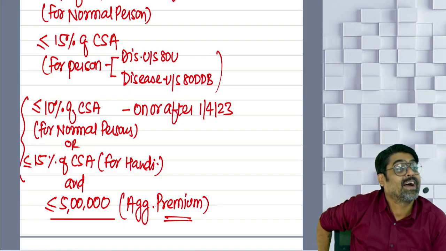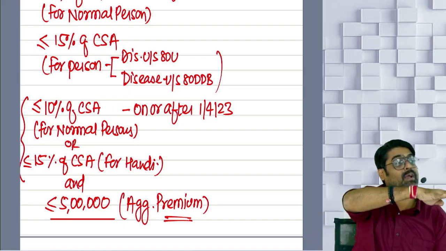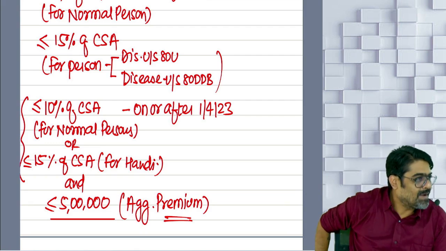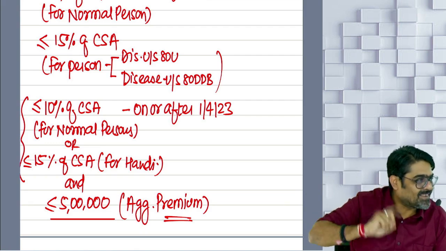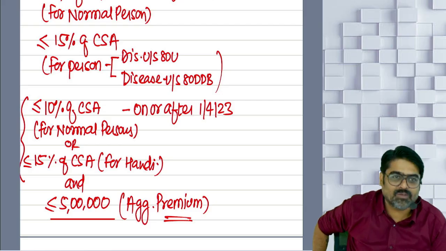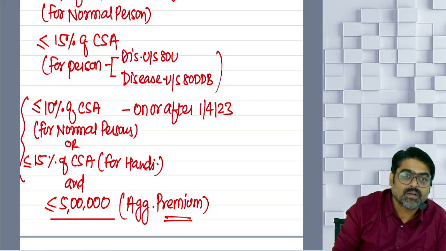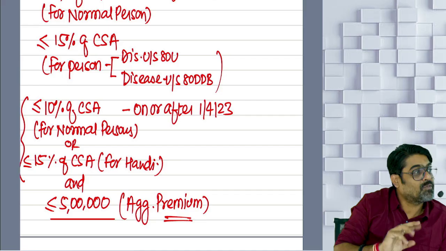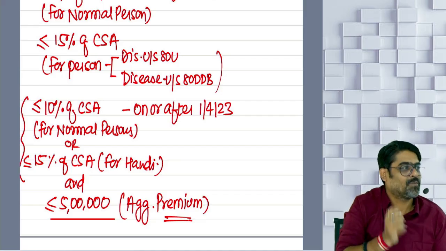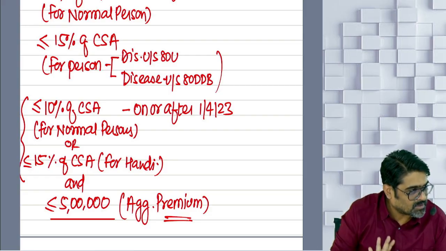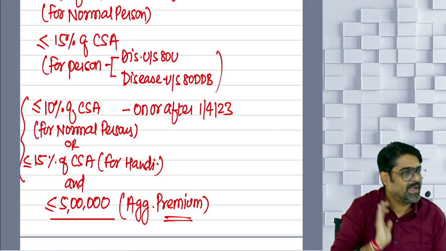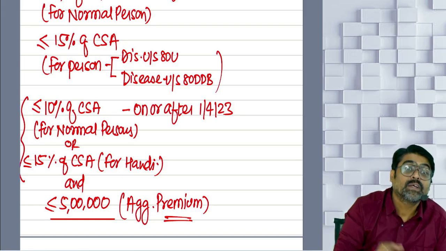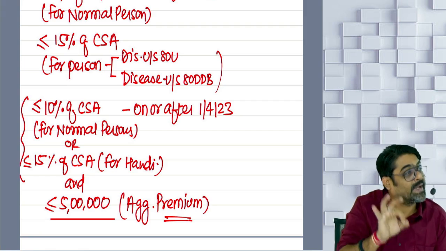Now if you take the 4 policies, the aggregate premium will go more than 5 lakhs, no? So for all the 4 policies, exemption will not be available. Exemption will be available for the first policy and second policy, both of them taken together, 237,500 plus 237,500 is not more than 5 lakhs. And the 10% limit is also there. For any two policies, you can claim the exemption. Understanding?